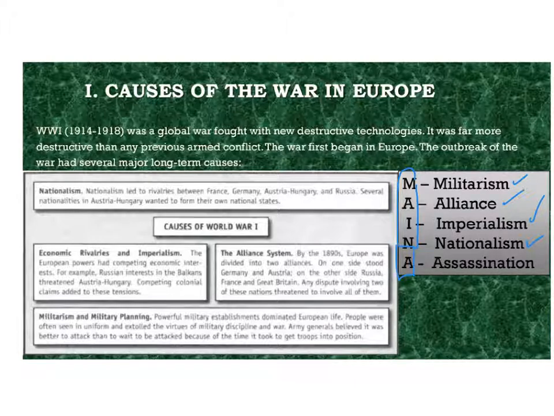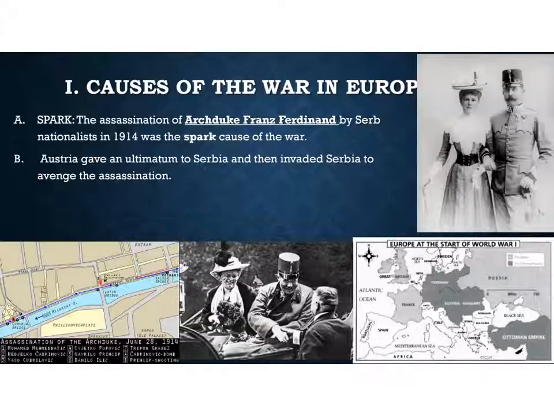A is the assassination. This is not really a cause as much as it is a spark. The first four build up over time, putting it in context, and the tension builds up over time. The assassination, the A for mania, is pretty much the spark that starts it all.